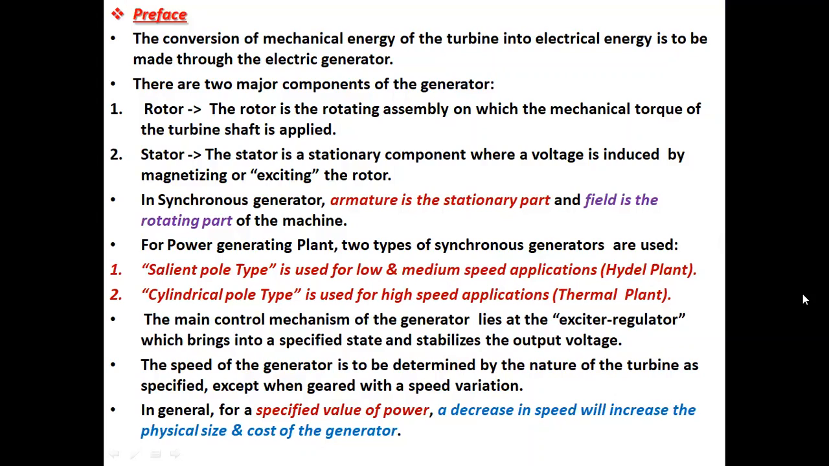The main control mechanism of the generator lies at the exciter regulator, which brings into a specified state and stabilizes the output voltage. The speed of the generator is to be determined by the nature of the turbines as specified, except when geared with a speed variation. In general, for a specified value of power, a decrease in speed will increase the physical size and cost of the generator.